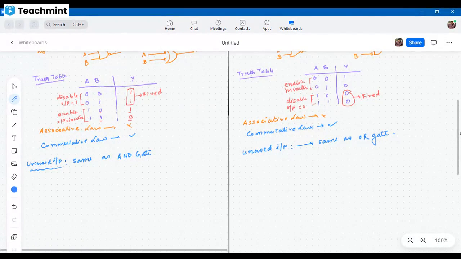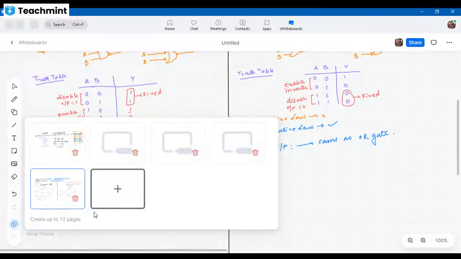So did I start the OR gate? हमने शुरू किया था OR gate? No, sir.